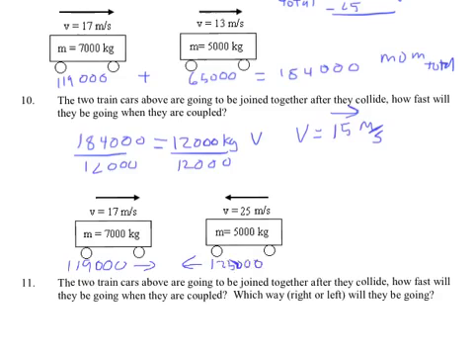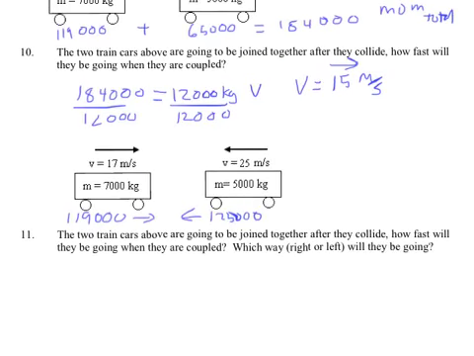Now since they're going opposite directions, I have to subtract the two. When I subtract the two, I get 6,000 units of momentum. And since 125,000 is the larger momentum, this is the direction it will be traveling. So the total momentum of the system is going to be in this direction, and it's equal to 6,000 momentum units.